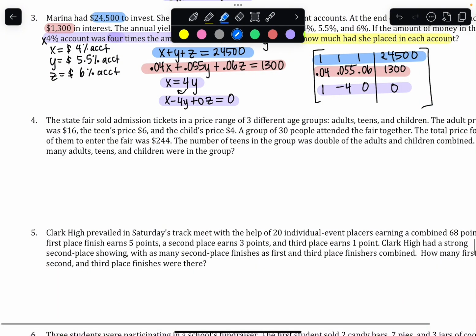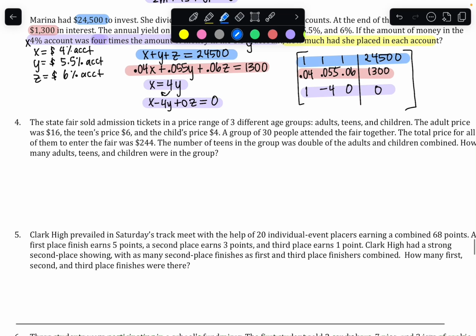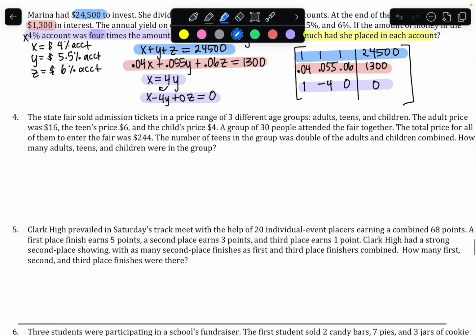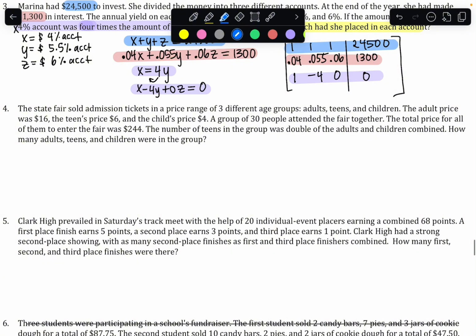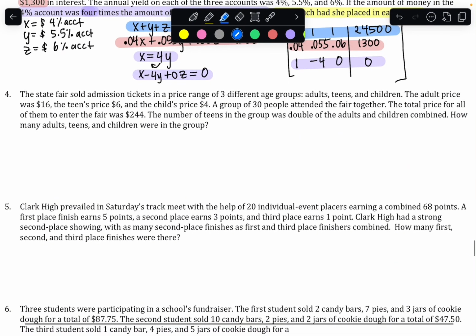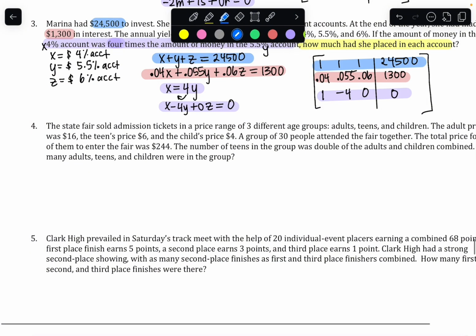Number 4 says the state fair sold admission tickets at a price range for 3 different age groups: adults, teens, and children. The adult price was 16, teen price was 6, child's price was 4. A group of 30 people attended the fair together. The total price for all of them to enter was $244. The number of teens in the group was double the adults and children combined. How many adults and teens and children were in the group?